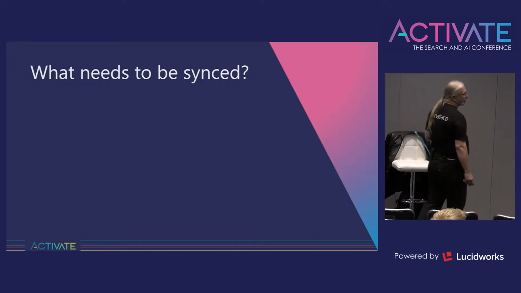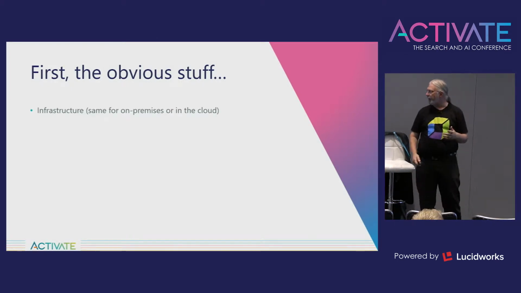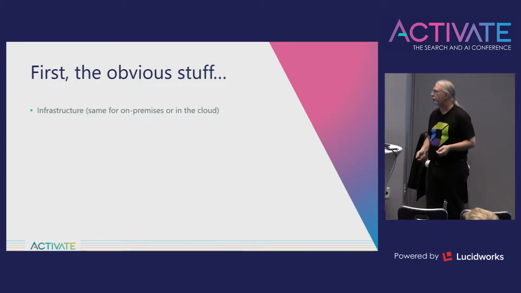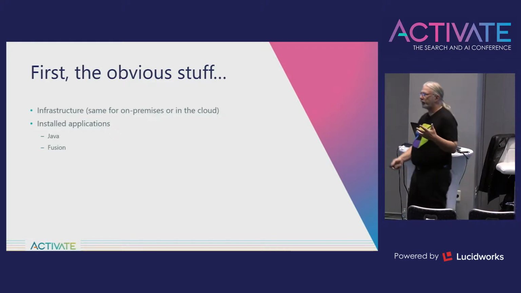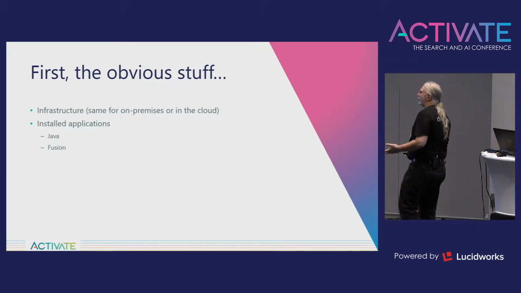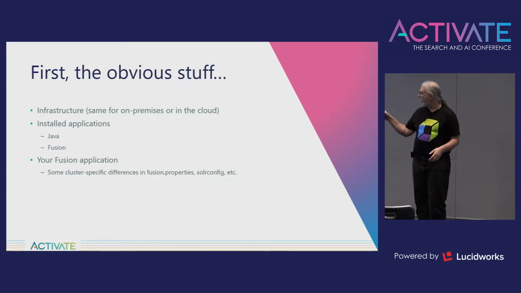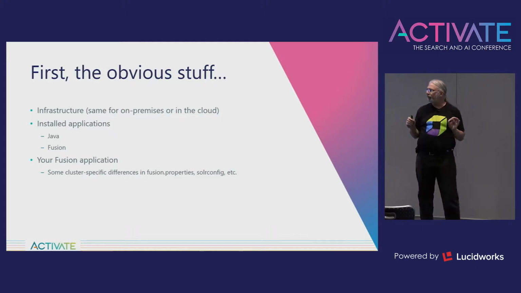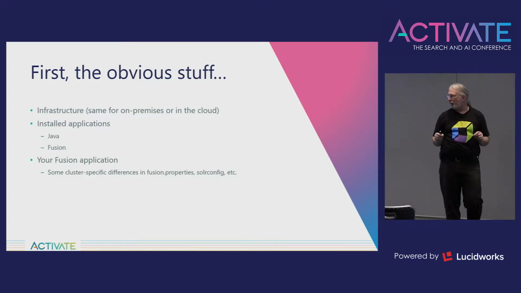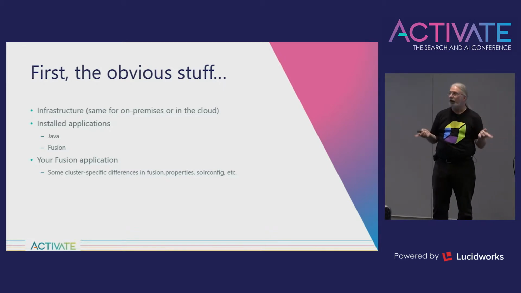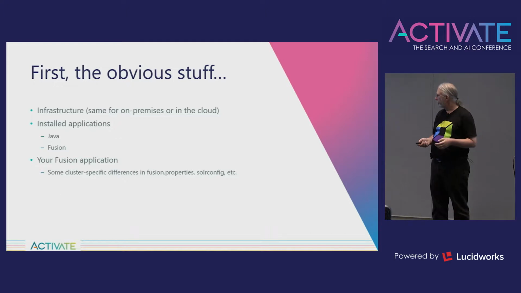What needs to be synced between the clusters? First, the obvious stuff. You have to replicate the infrastructure. You're going to have to replicate your installed applications on that infrastructure. You need to import your Fusion application. Now, having said that, note that there are going to be some cluster-specific differences in your Fusion app. So from a source control standpoint, you're going to need to keep track of that. They aren't identical. At the very minimum, the ZK host strings are going to be different for the different clusters.